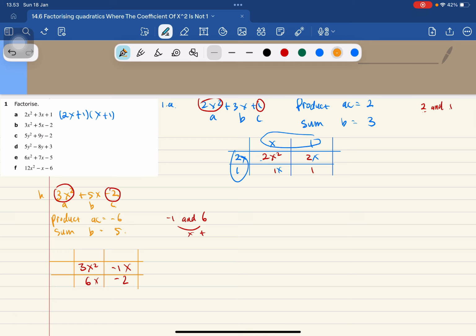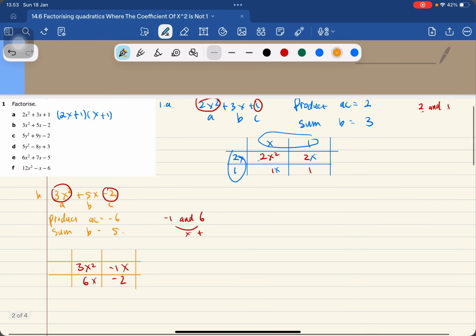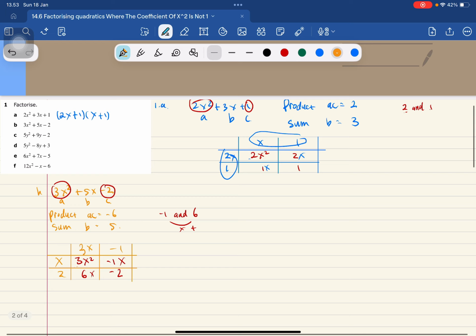Okay, find the highest common factor of each. So 3x squared and minus x. The highest common factor is going to be x. 3x squared gives 3x here. Minus x gives minus 1. 6x and minus 2, the highest common factor is 2. So we get these two factors, x plus 2 and 3x minus 1.